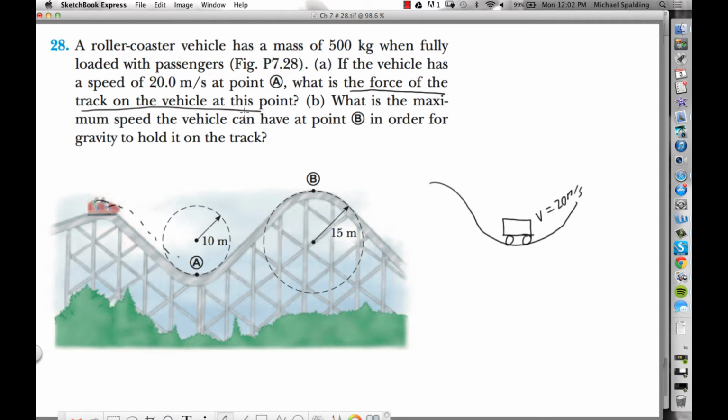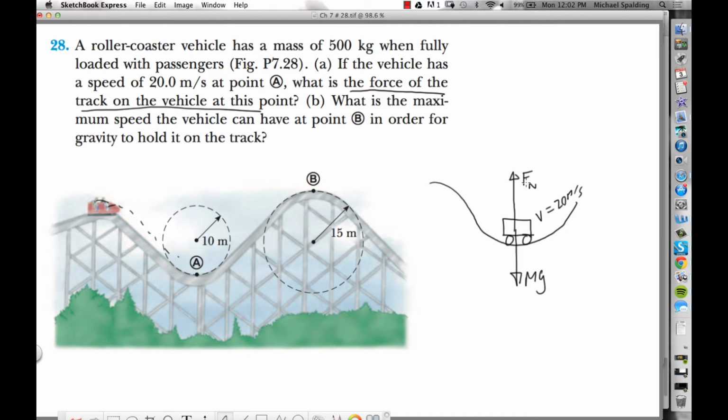What do we call the force of the track on the vehicle? Oh, I know. It's called the normal force. The force of a surface holding an object up is called the normal force. So the forces on this car, we have mg down, and we have normal force up. That's our free body diagram.